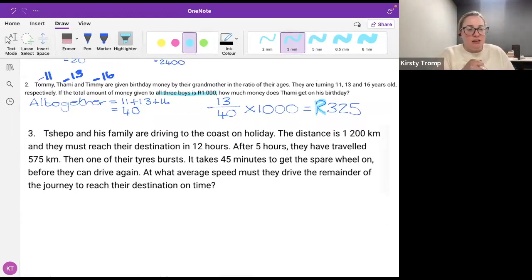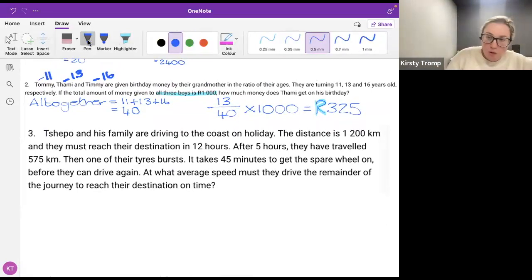Ma'am, can't you say 13 divided by 40? Yes, Gabriel, you can say that. Instead of over 40, it's the exact same thing. Yes, absolutely. All right.